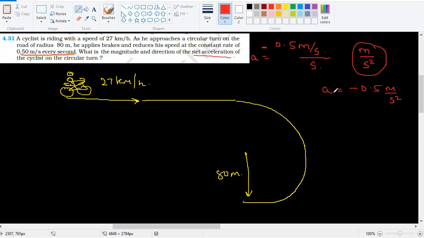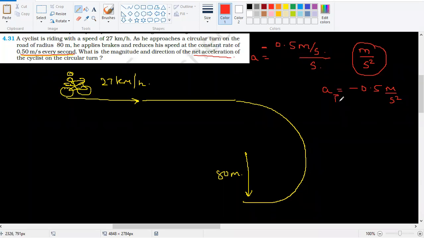This one. Centripetal acceleration, does it change the speed or just change the direction? Changes the direction. So it changes only the direction. It doesn't change the speed, which means what does this mean? What acceleration is this?